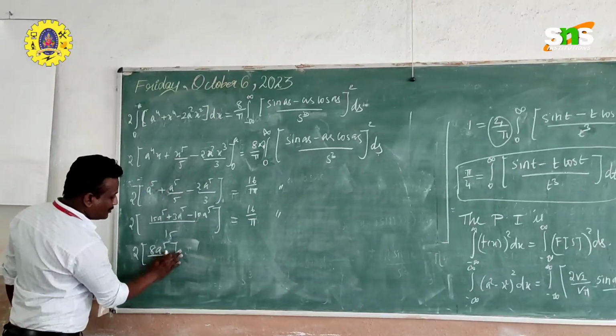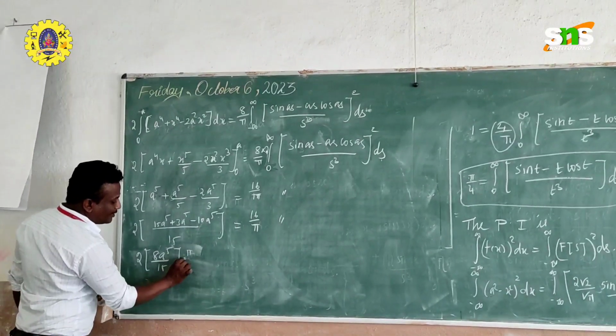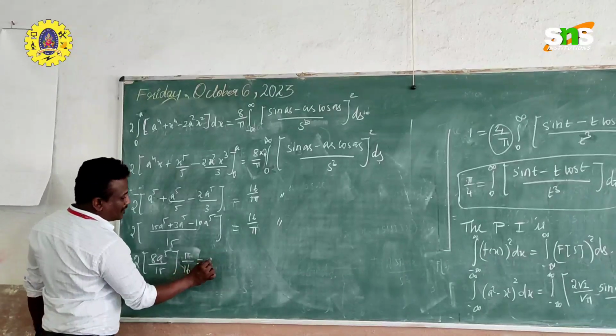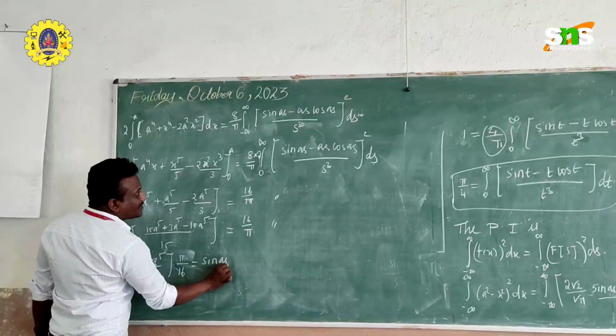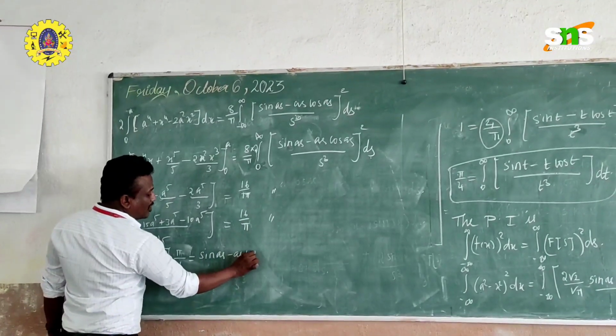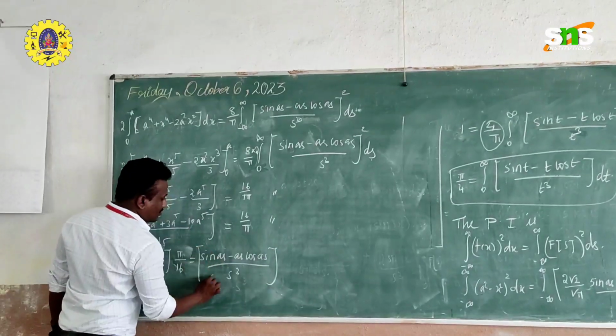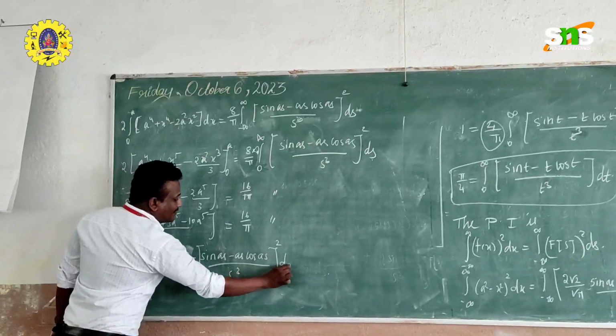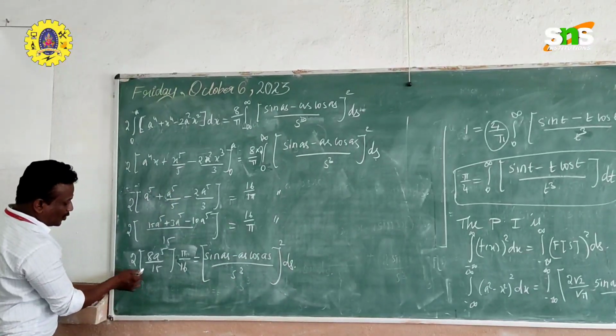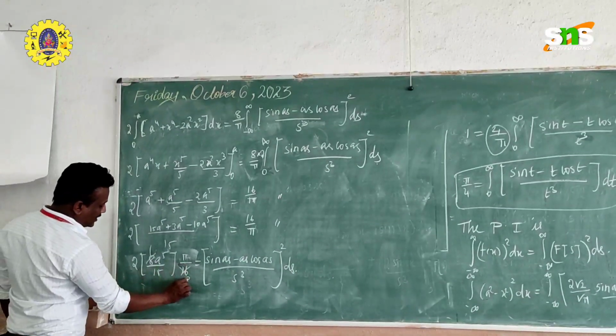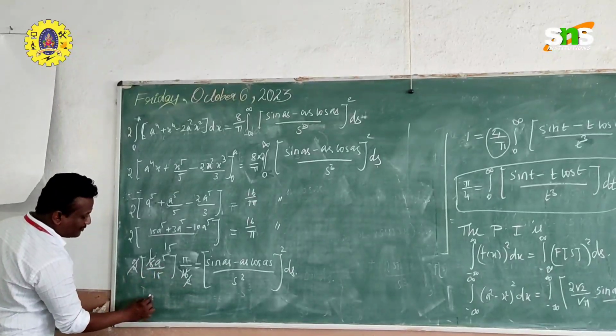So when we transform that side, what happens? Pi divided by 16, which is equal to sin as minus as cos as, the whole divided by s cube, then the whole square into ds. Now cancel all the terms. It is 2 times 2 will be cancelled. What is the final step?